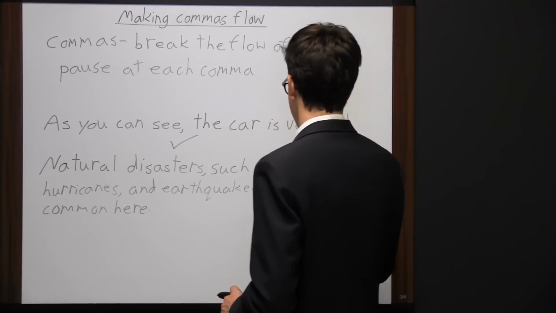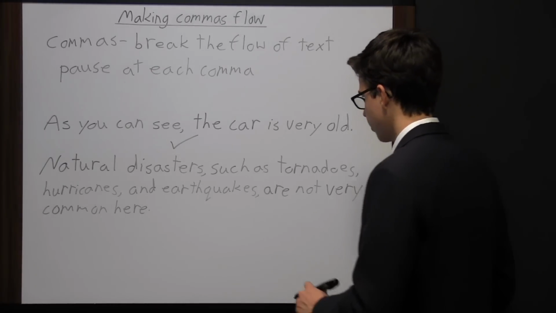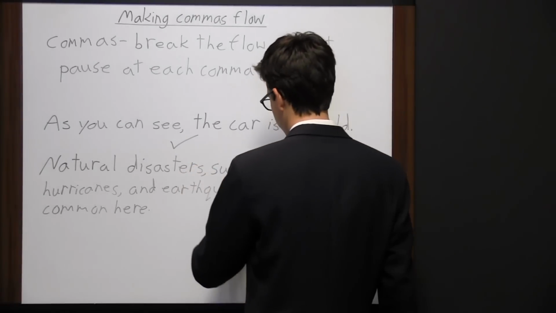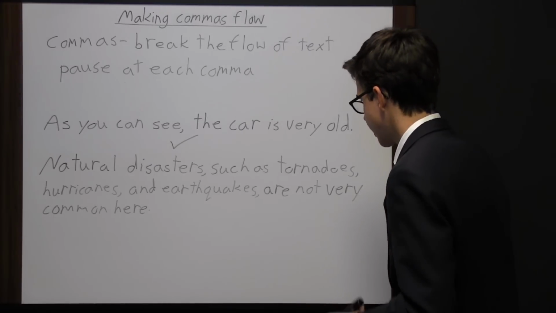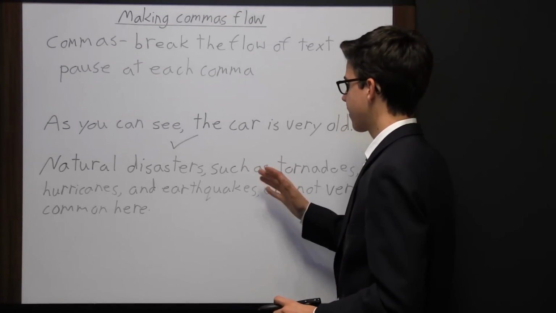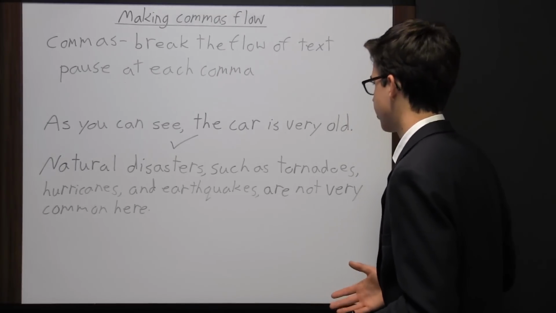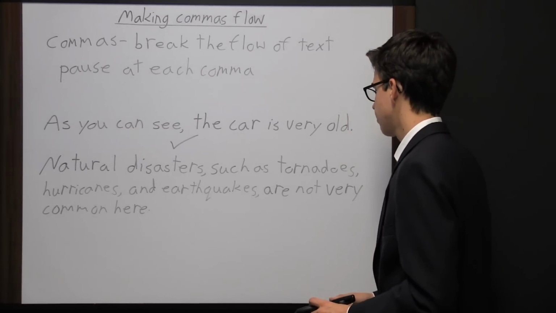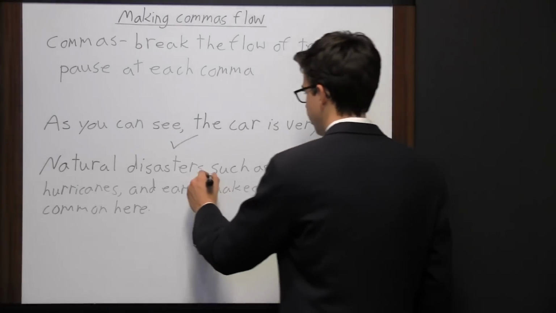Natural disasters, such as tornadoes, hurricanes, and earthquakes, are not very common here. So really, we could omit everything in between these 2 commas and just say natural disasters are not very common here. So that's why we're using commas here, because we could set this off. But if you were speaking this, you would say natural disasters, such as tornadoes, hurricanes, and earthquakes, are not very common here. So both of those commas are needed.